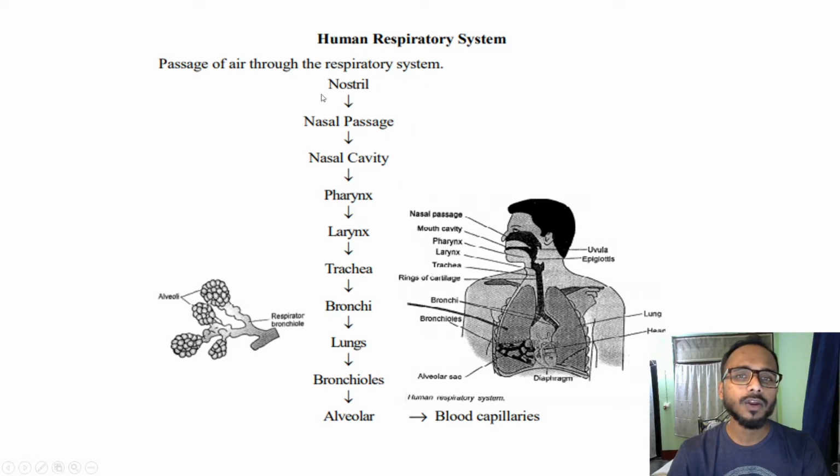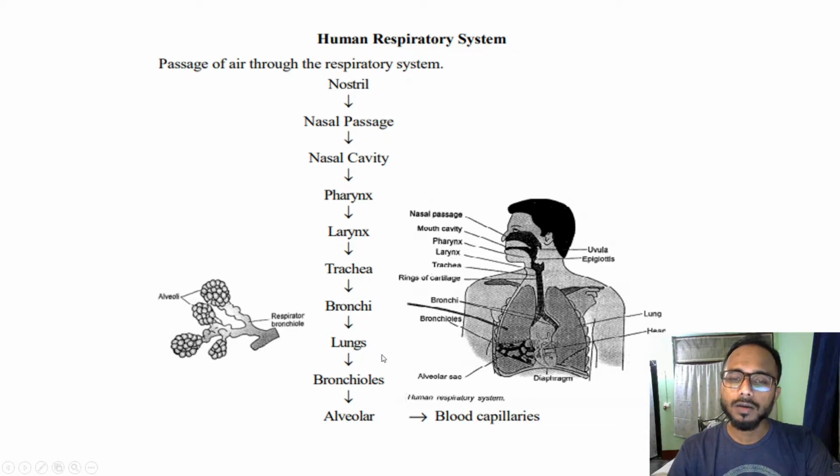So first the air goes through the nostril, that is these holes in our nose. Then it goes through a passage called the nasal passage. Then it passes through a cavity called the nasal cavity. Then it will pass through the pharynx, then your larynx. As you know, larynx is the voice box through which our voice is produced. Then that same air will go through the trachea, then through your bronchi. What is bronchi? It is also called bronchial tubes. These are 2 tubes that go to our lungs.